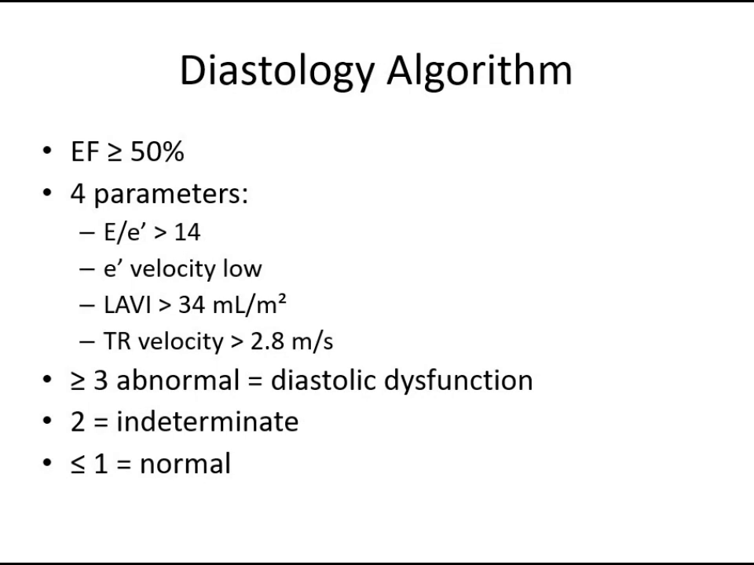Each of these 4 parameters is either abnormal or normal, and interpretation is simple. If greater than or equal to 3 of these are abnormal, then there is diastolic dysfunction. If 2 are abnormal, it's indeterminate. Less than or equal to 1 abnormal, then it's normal.